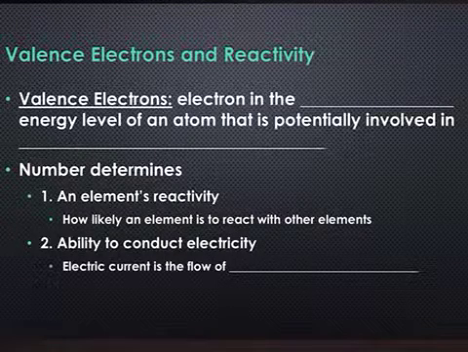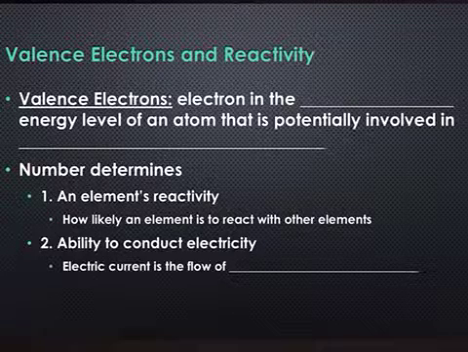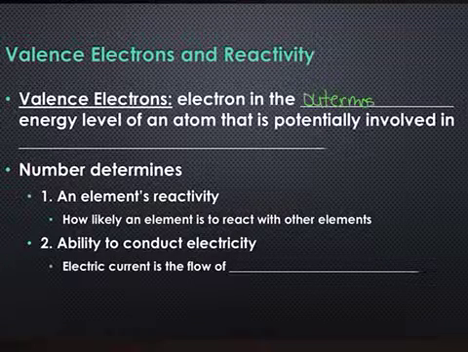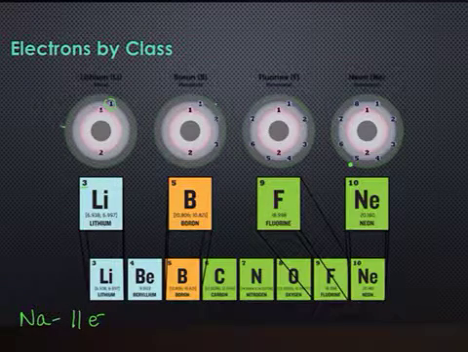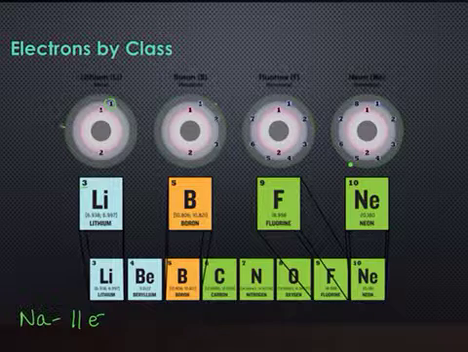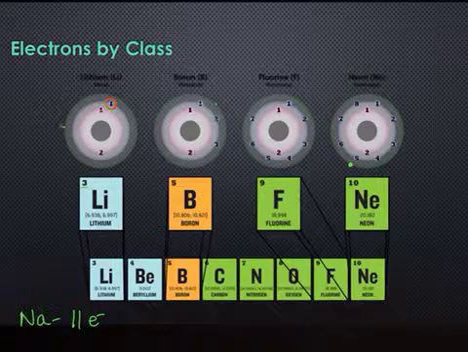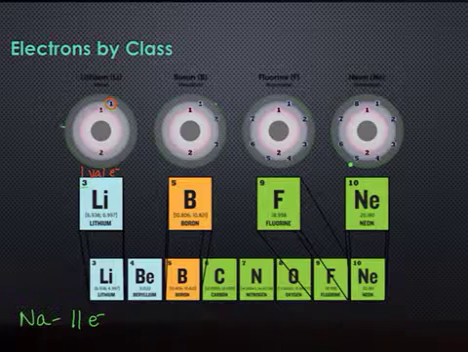So valence electrons are actually the most important electrons, and these are the electrons in the outermost energy level, and these are the ones that are involved with any type of bonding that element might do. So if we go back here and look, for lithium, this 1 electron right here is in the outermost energy level for lithium, and so therefore lithium has 1 valence electron.